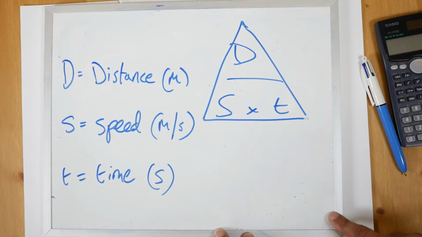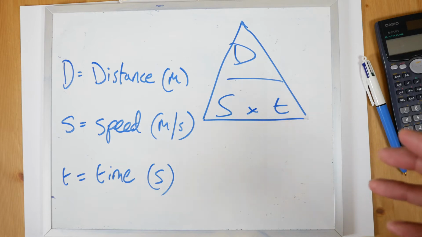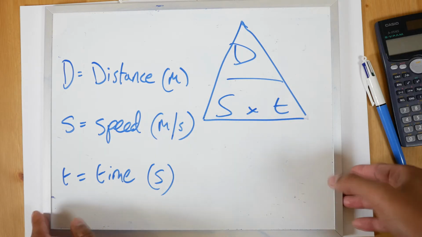Now remember, when you're working out some of these calculations, you have to make sure you write down the formula first for 1 mark, followed by the substitution of the numbers for the 2nd mark. The answer gets a 3rd mark and the unit gets a 4th mark. So that's kind of how it works. So let's have a look at a couple of examples.